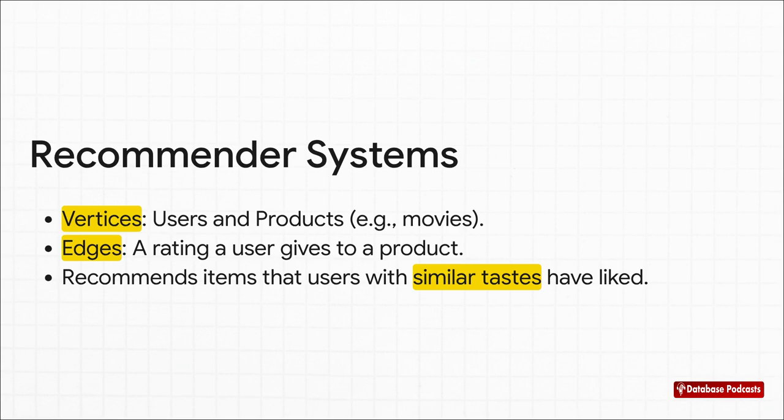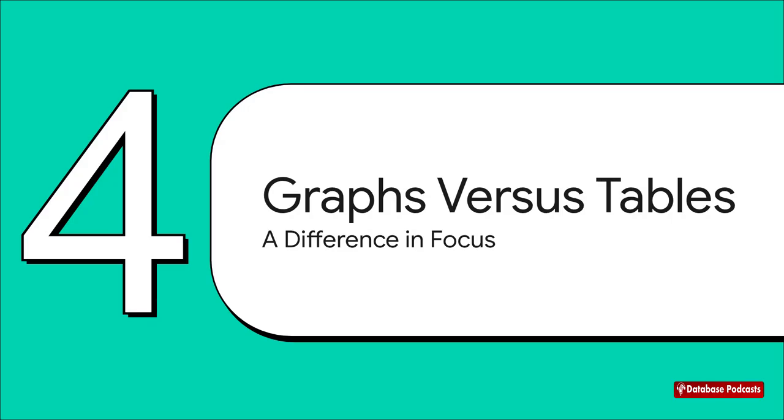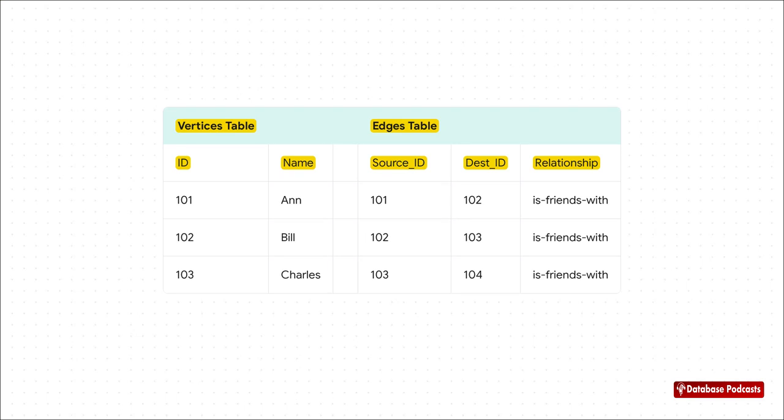So we've seen how powerful graphs are, and that they're everywhere. But this brings us back to a really important question. If you can technically represent all this stuff in tables, why do you even need a graph at all? Let's break down the fundamental difference. Now look, to be fair, you absolutely can store graph-like data in a regular relational database. You'd have a table for your vertices, your people, with their IDs, and then you'd have a second edges table that just uses foreign keys to connect those IDs together.